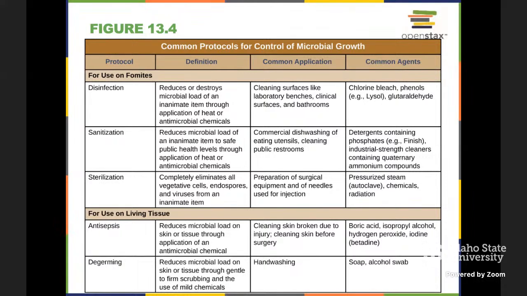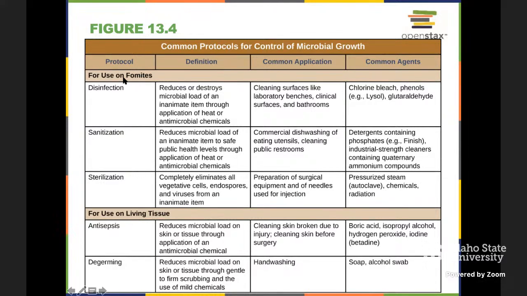So we go through numerous protocols to ensure that our situation, our lab area, is aseptic. So when we think about these mechanisms, there are different categories, depending on what we're truly thinking about.